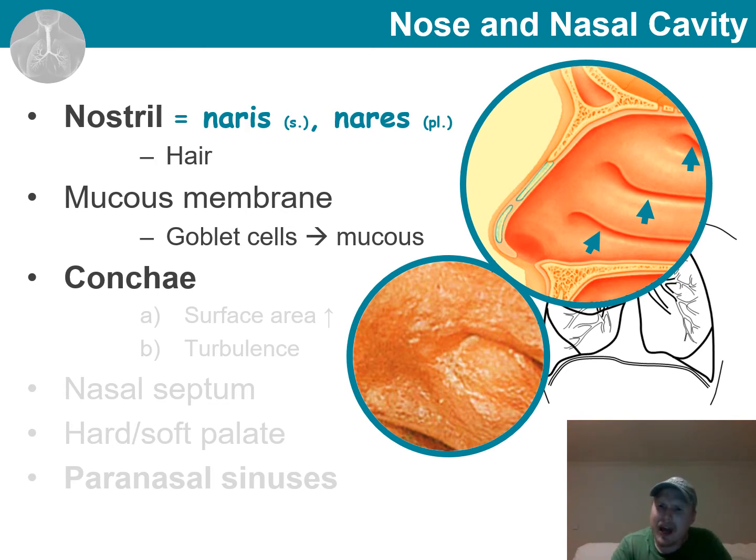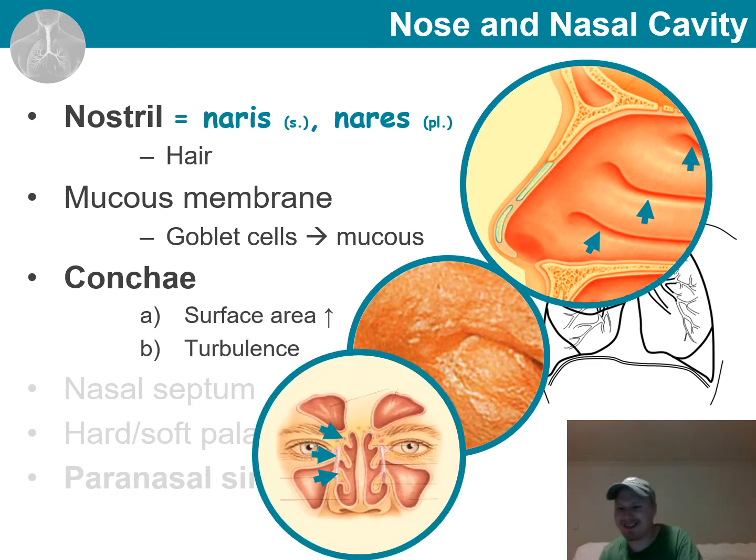So why would you have these structures which protrude from the lateral wall of the nasal cavity? And yes, first of all, this way we are able to have a larger surface area for the nasal cavity's mucous membrane, so more area for the particles to get trapped.